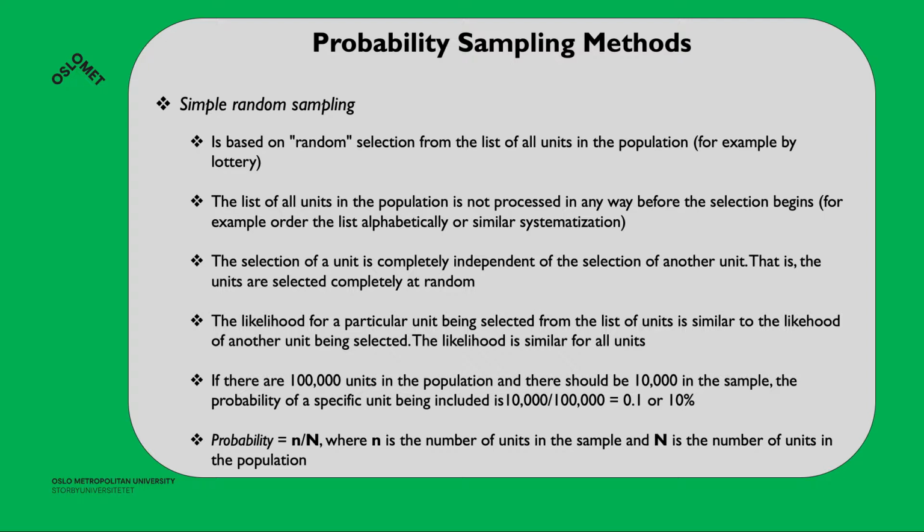And the likelihood of a particular unit being selected from the list of units is similar to the likelihood of another unit being selected. So the likelihood is similar for all units. If there are 100,000 units in the population, and there should be 10,000 in the sample, the probability of a specific unit being included is 10,000 divided by 100,000, which is 0.1 proportion, or 10%. The probability of being included in the sample is calculated by small n over large N, where small n is the number of units in the sample and large N is the number of units in the population.